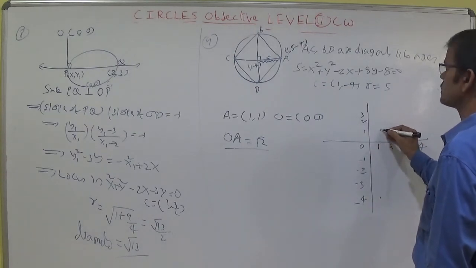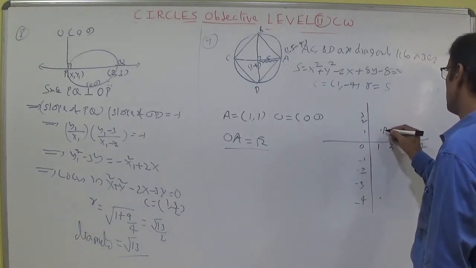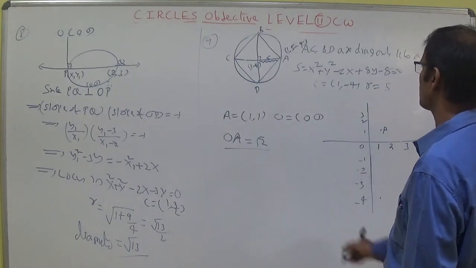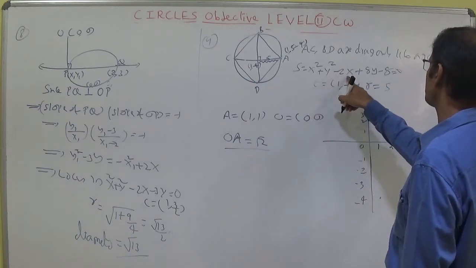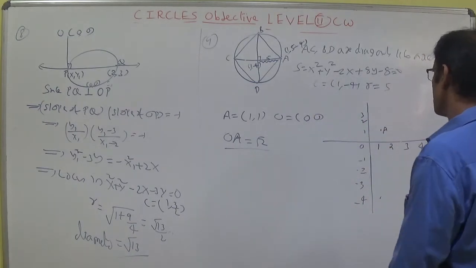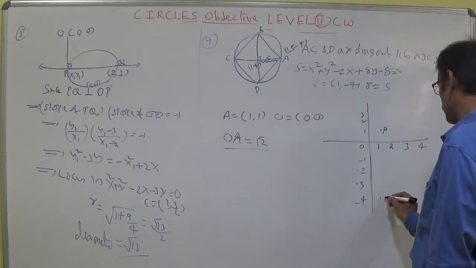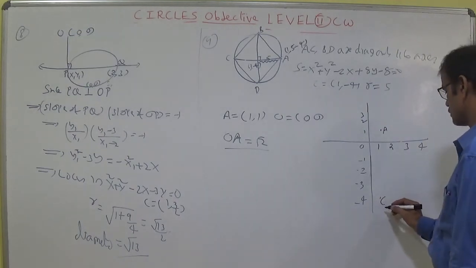(1, 1) is the point A, which is on the circle. Let us discuss about (1, 1): 1 plus 1 minus 2 plus 8 minus 8. Correct. It is on the circle. So the center depends upon the center (1, 4). This one C you put as center.